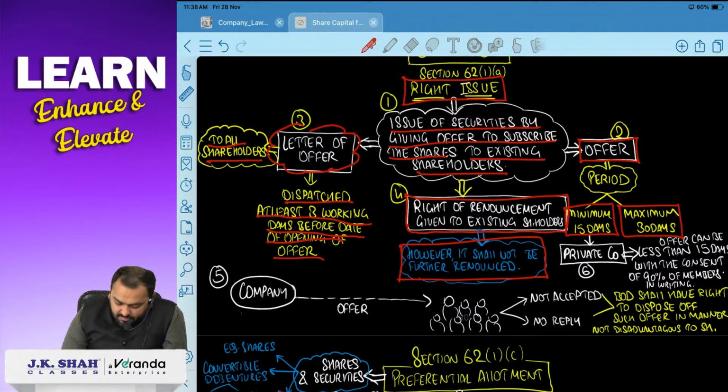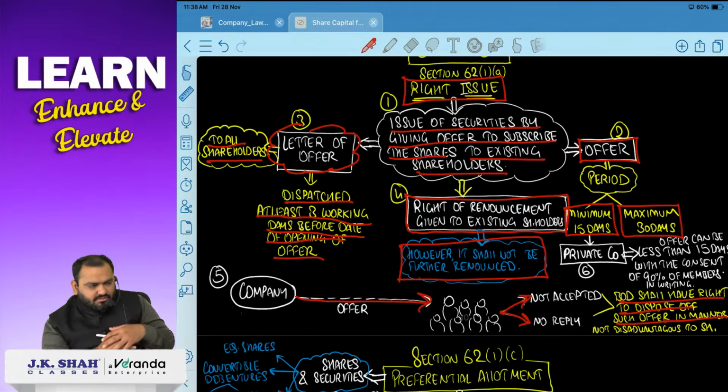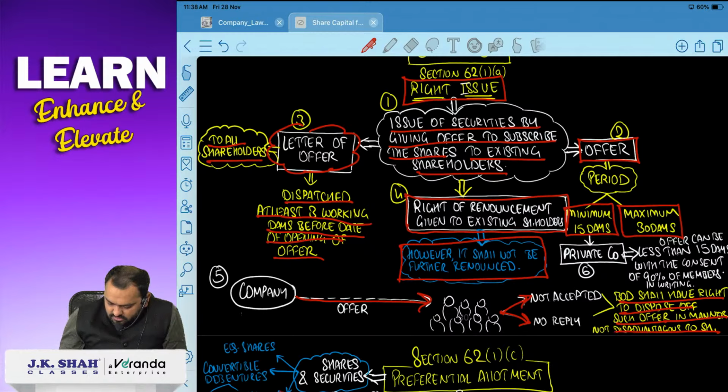Now when company makes this type of offer to the existing members of the company, member will either accept it or will not accept it. If members don't accept this offer or they don't reply at all, now what to do? In such case the board of directors shall dispose of the offer in a manner which is not disadvantageous to the shareholders.